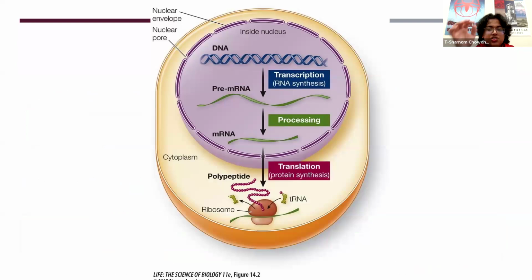And so the transcription and processing all occurs within the nucleus. So the DNA gets transcribed into pre-mRNA, and then that pre-mRNA gets processed into mRNA, and then eventually gets translated outside the nucleus into creating the polypeptides.